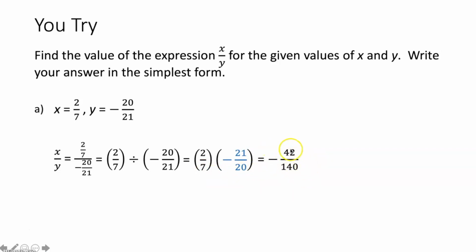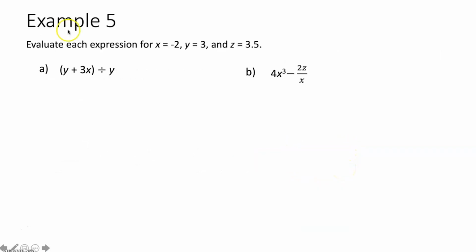Now before you box this up and call it a day, you can still simplify this fraction. We can actually divide the numerator and denominator both by 14, and when we do, we end up getting negative 3 over 10. Now example 5 says evaluate each expression for x is equal to negative 2, y is equal to 3, and z is equal to 3.5. So this is exactly what we were doing before, only this time our expressions have some division in them. So we're going to take 3, plug that in for y here and here. We're going to take negative 2, plug that in for x here, and now we're going to simplify this expression.